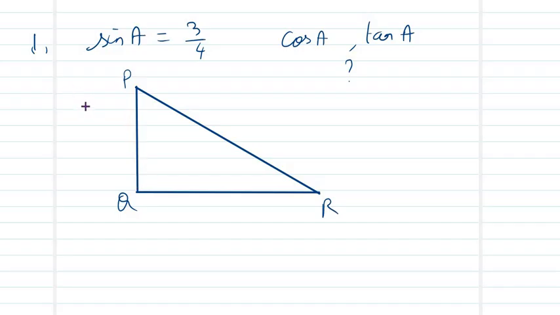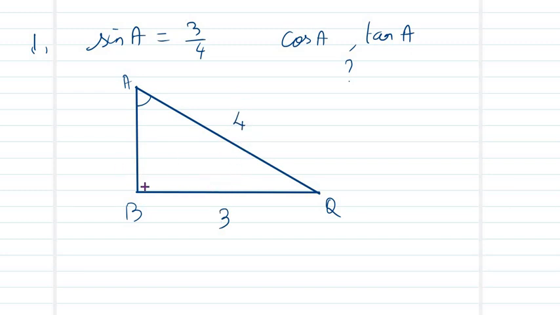We have been given sin A, so we mark angle A here. The remaining two alphabets, whatever we want, we can take. We'll take them as B and Q. Now here is angle A, and we know which is the opposite side. BQ is the opposite side, and we can take it as 3. The sin A formula is opposite by hypotenuse. So I have taken the opposite side as 3, and the hypotenuse I will take as 4.